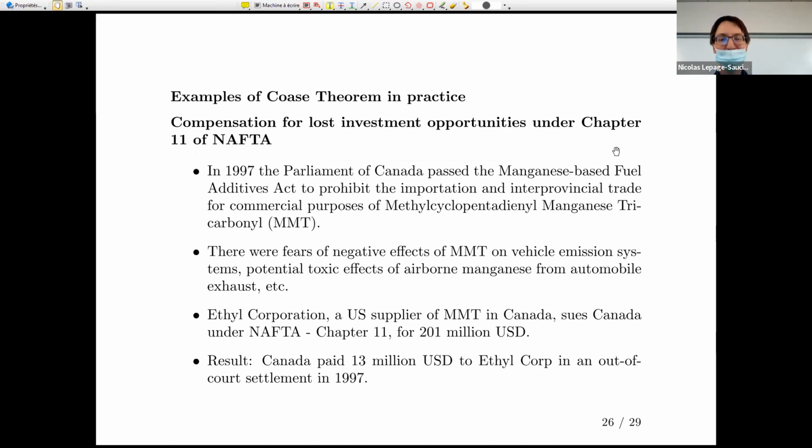Have you heard of Chapter 11 of NAFTA? No? You might be too young to know that. NAFTA was the North American Free Trade Agreement that connected Canada, Mexico, and the US. And part of this agreement was protection for investors. Initially, my guess is that it was put in there because they were afraid of what could happen in Mexico, because Mexico always had a less than perfectly safe political system.